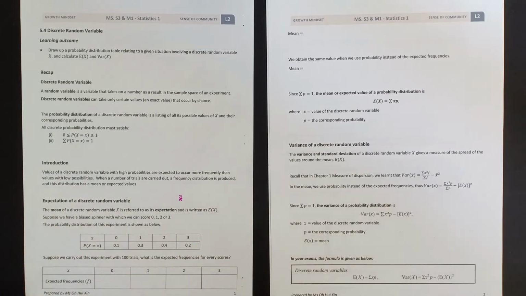Now suppose that we have a biased spinner that can score 0, 1, 2, 3 when you spin it. This is the probability distribution. For you to score 0, the probability is 0.1, and for 1, it will be 0.3 and so on. You can realize that when you add up all the probabilities, you get 1.